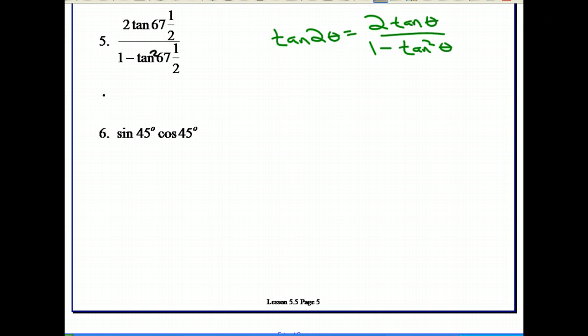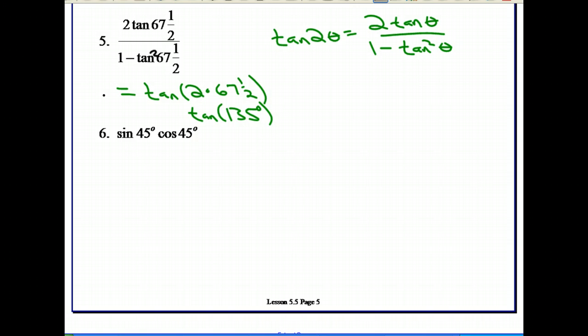So I look over here and look at that. I've got the right side yet again. Sub out the right side, put in the left side. The tangent of 2 times 67 1/2. Figure out 67 1/2 times 2. It comes out very nicely. It comes out to be the tangent of 135 degrees.